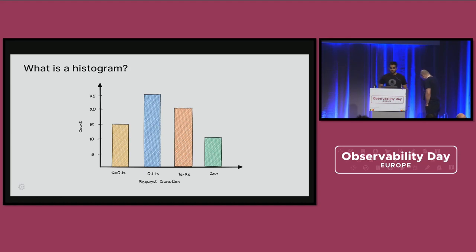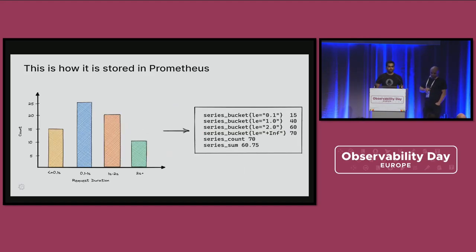Yeah. So before we talk about exponential histograms, let's go over a little bit of basics. Histogram is a distribution of your observations where we put your observations into something called buckets. In this particular example, there are four buckets. The first one says there are 15 observations which took less than 0.1 seconds. The x-axis is showing you the boundary of the buckets, and the y-axis is the count in all of those buckets. And this is how it is stored in Prometheus right now.